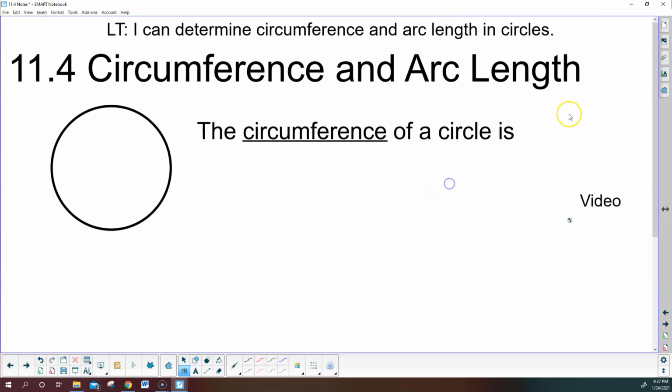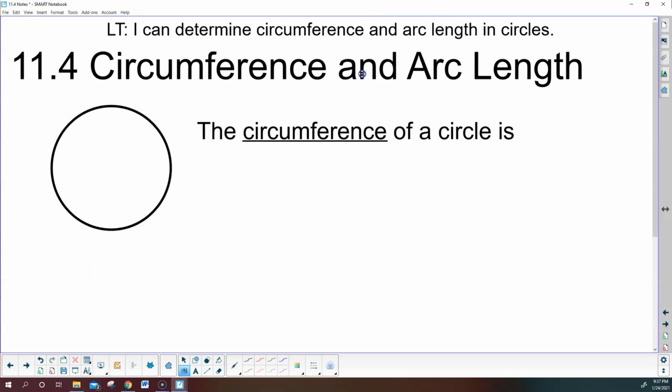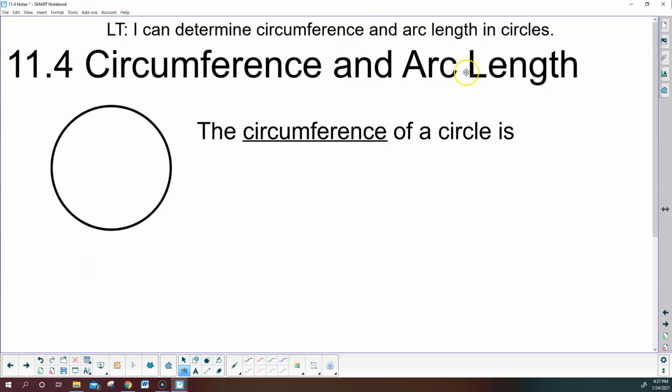All right, so what we're going to do is we're going to look at circumference and arc length. We'll watch that video when I see you guys again. Today is 11.4. It's circumference and arc length. First, we're going to talk about what is circumference.